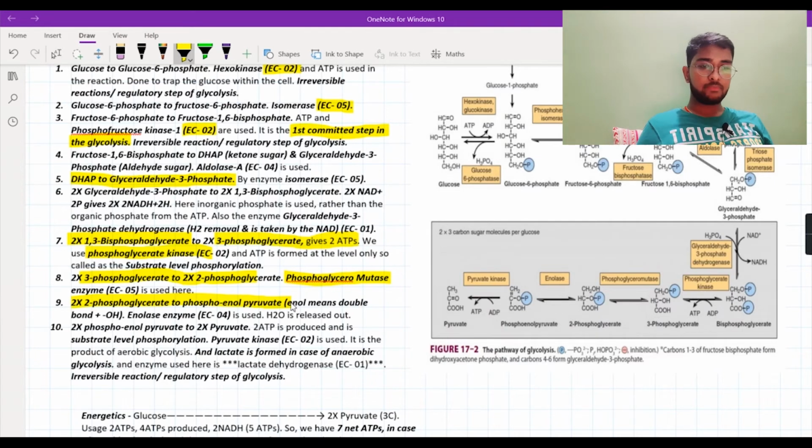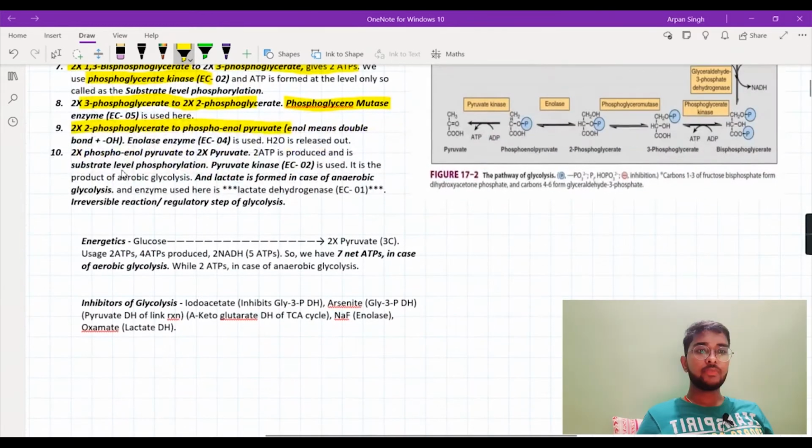The last step is that phosphoenol pyruvate is converted to pyruvate, and in this process we get 2 ATPs. Here also we are getting ATP by which mechanism? By the substrate level phosphorylation mechanism.